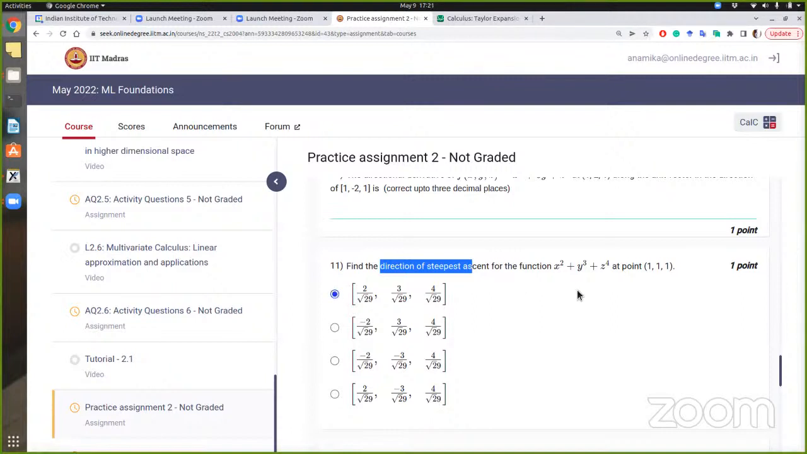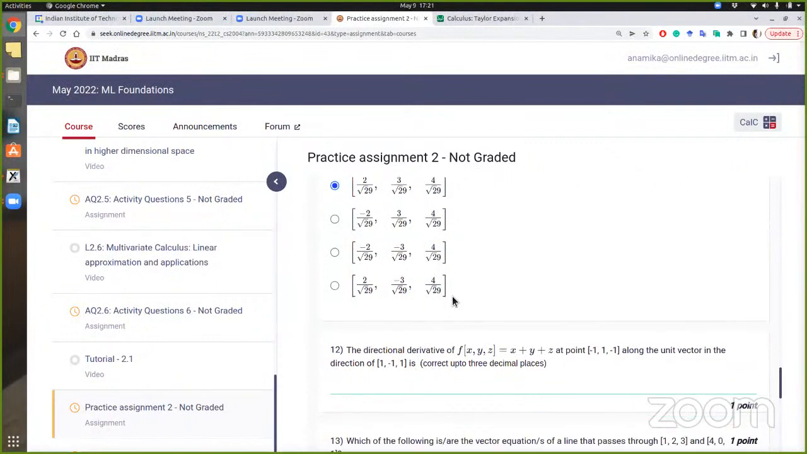Is everybody done? So what we do is we just compute the partial derivatives and we put these values in place of x, y, and z. And since they are asking for direction, it's a good idea to find the unit vector. So this should be the correct one. I hope that is clear.